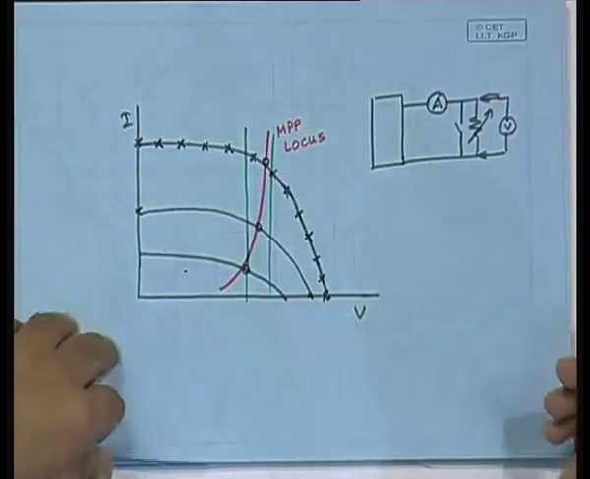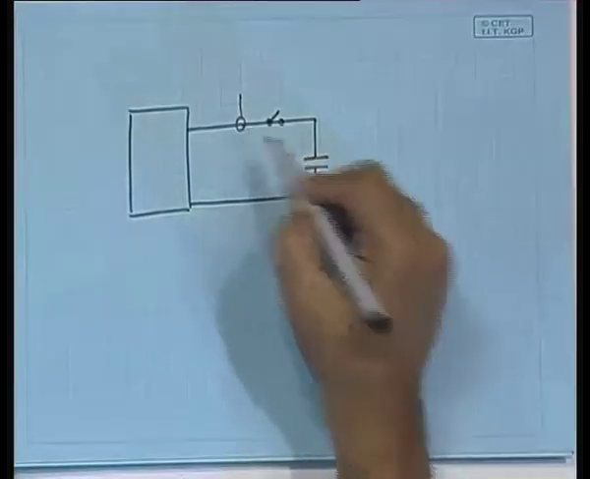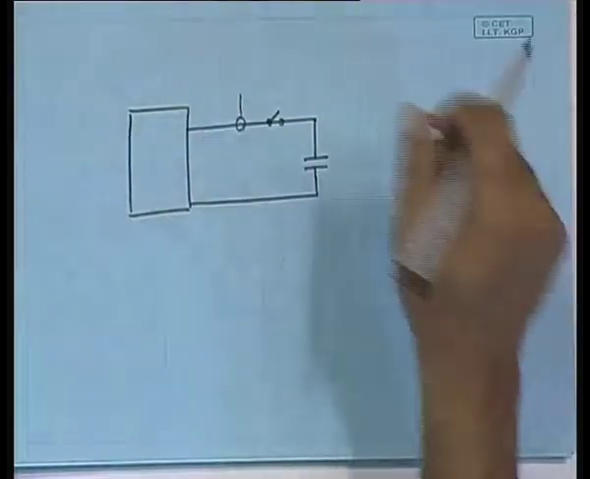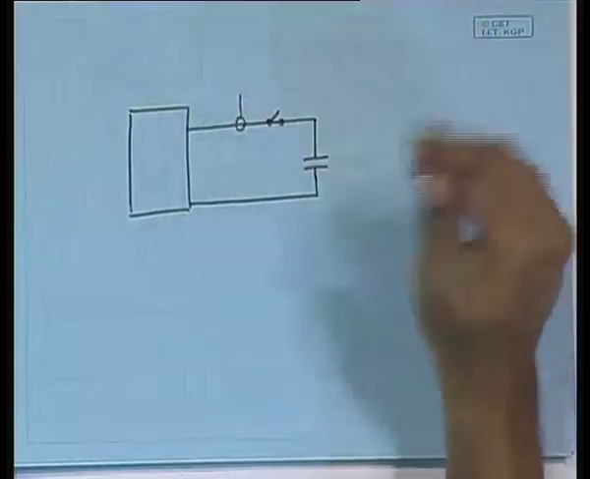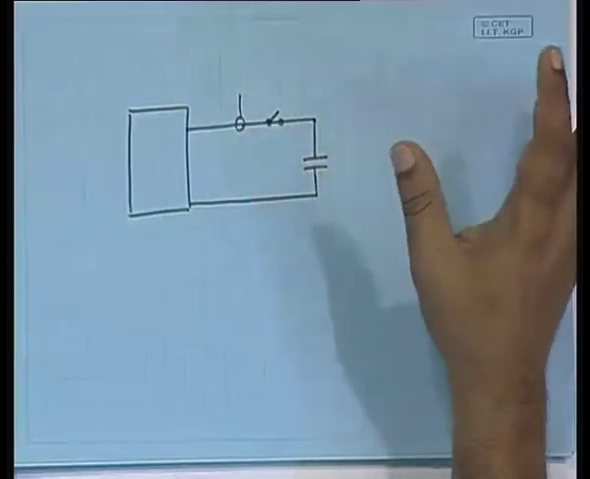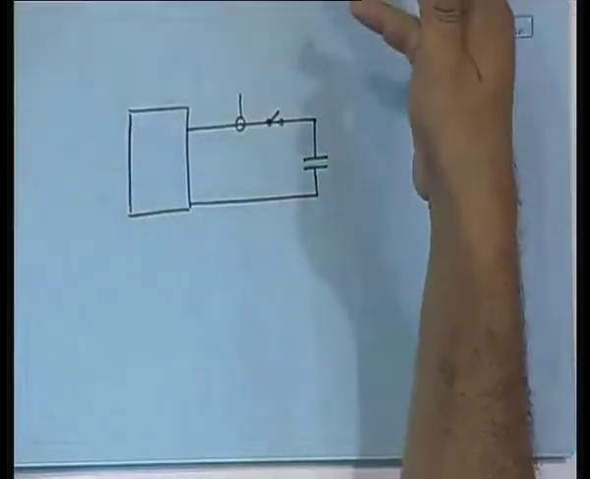So, all you need to do is to have a continuous data logging of the voltage and the current, and that automatically draws it. There are equipment, in fact, some of our earlier projects in this department were making a continuous assessment of the photovoltaic panel's characteristics by simply this method. Okay. Fine.